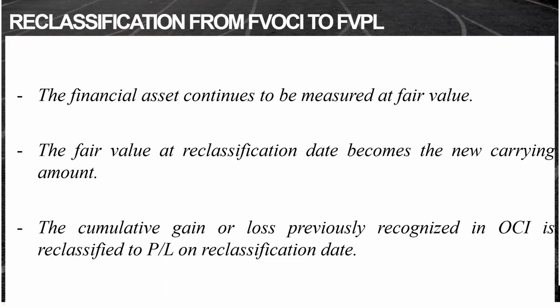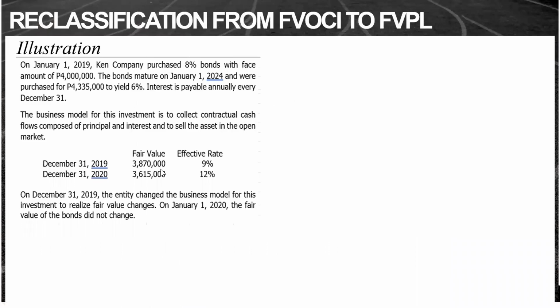So let's have the sample problem. So on January 1, 2019, Ken Company purchased 8% bonds with face amount of 4 million. The bonds mature on January 1, 2024 and were purchased for 4,335,000 to yield 6%. Interest is payable annually every December 31. So the business model for this investment is to collect contractual cash flows composed of principal and interest, and to sell the asset in the open market.